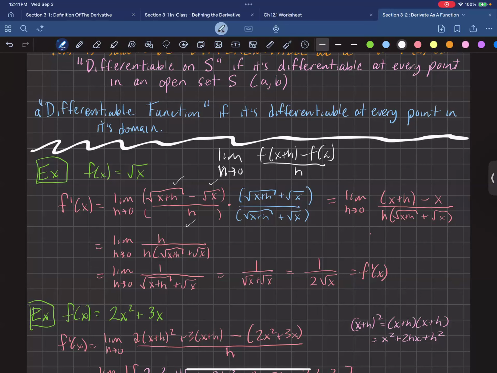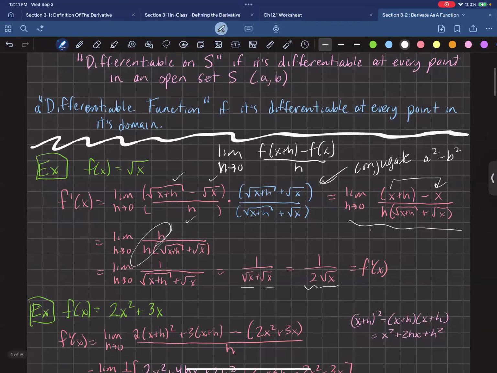When we have radicals, we multiply by the conjugate. And the top ends up being like an a squared minus b squared here. And so the x and this negative x are going to cancel, and we're just left with h. Those h's cancel, and we're left with this. Now we can evaluate it at h equals 0. When we plug in h equals 0, we just get a square root of x and another square root of x. When you add them together, you get 1 over 2 square root of x. And that's going to be f prime of x, starting with f of x equals square root of x.